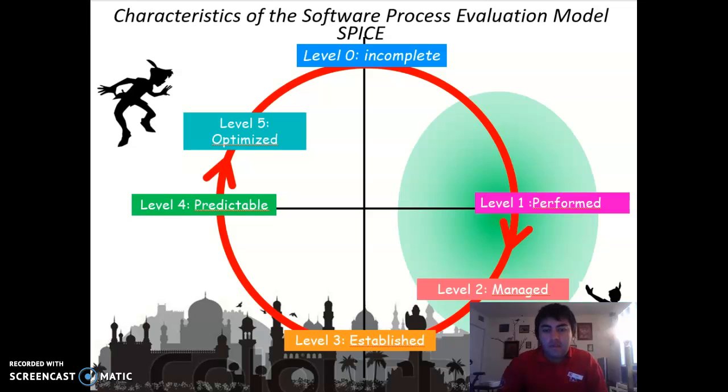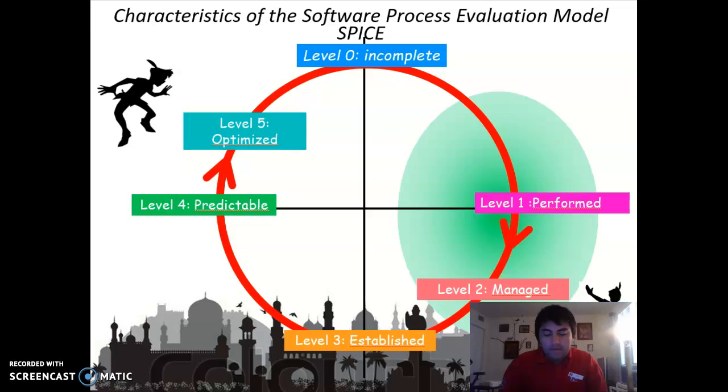Okay, so these are the characteristics of software process evaluation, or SPICE. We have to say that the difference between the SPICE certifications is that it's cheaper compared to other ones. It's also easier to evaluate. In addition, because it's an ISO standard, it can be easily integrated with other ISO standards, for example 27001, that is information security, ISO 22301, business continuity, and so on.